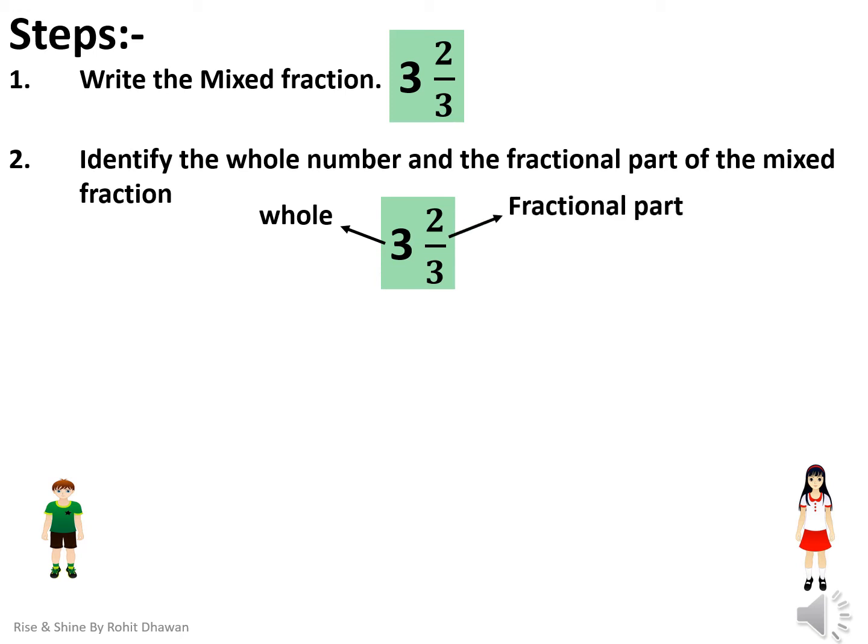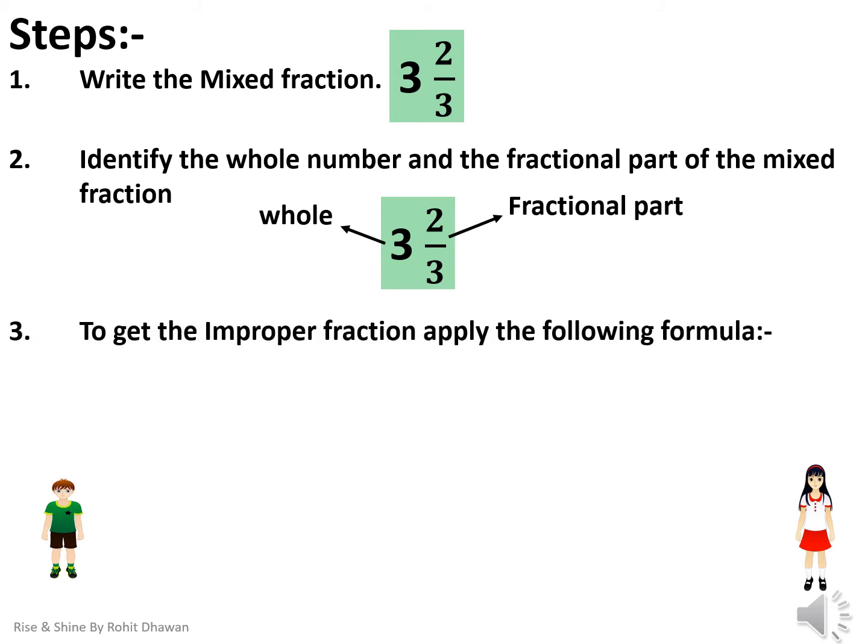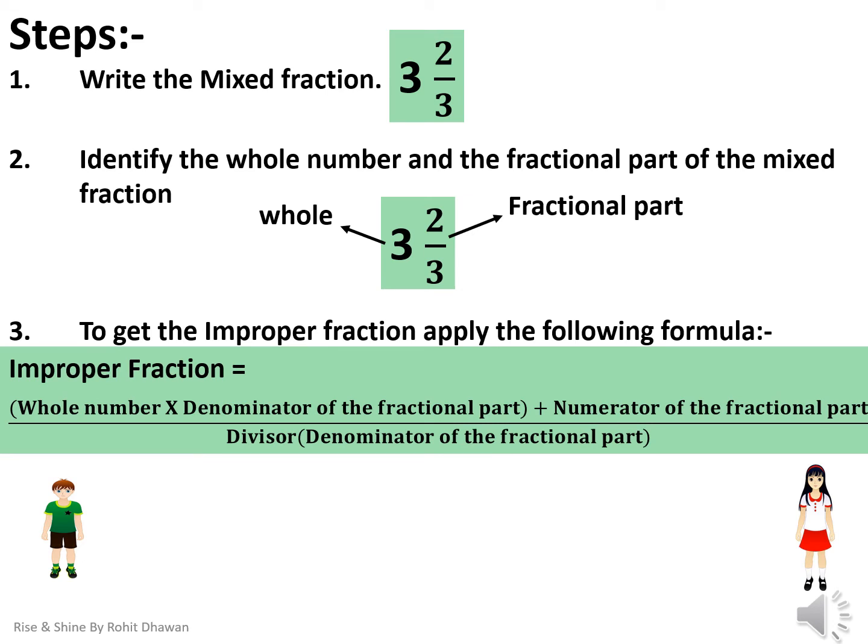Now, in order to get the desired improper fraction, we have to apply the following formula. Accordingly, we have to multiply the whole number 3 with the denominator of the fraction part 3 and then add the numerator 2 to this product. Please note that the denominator of the fractional part will remain the same as before, that is number 3.